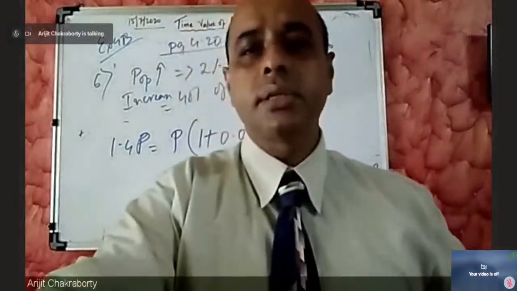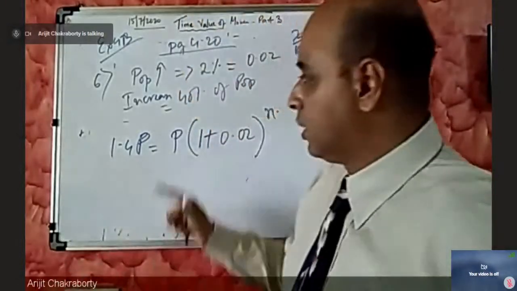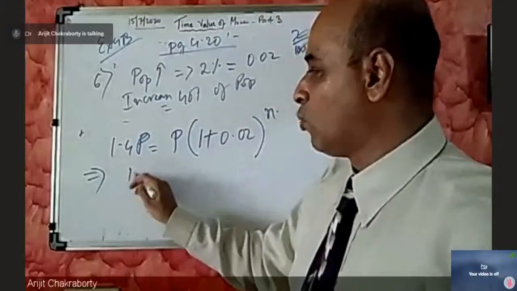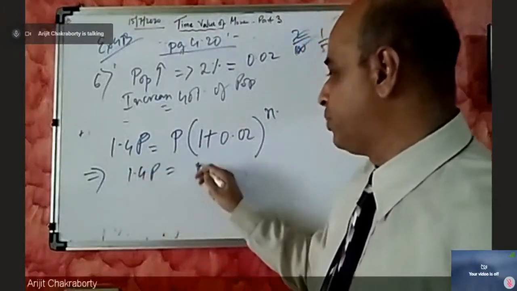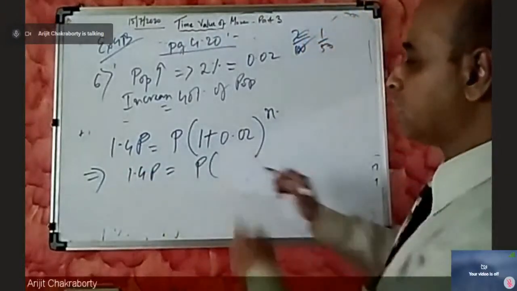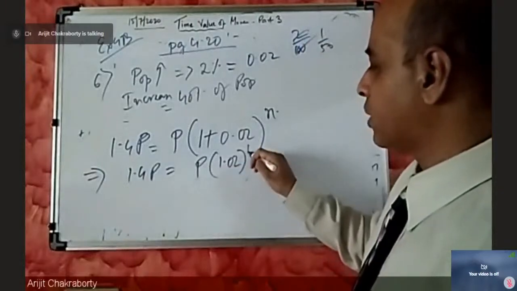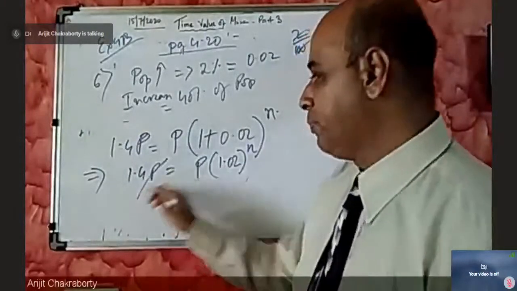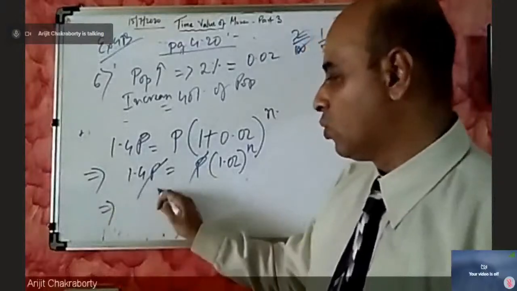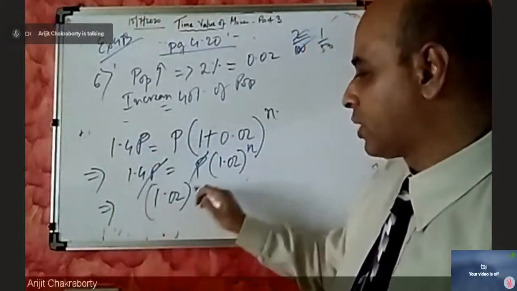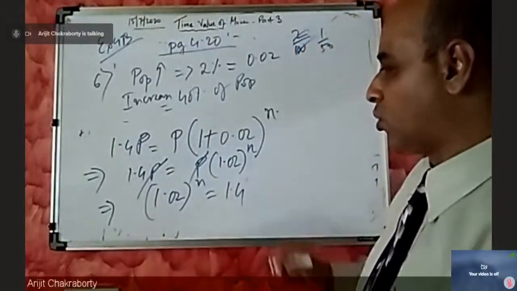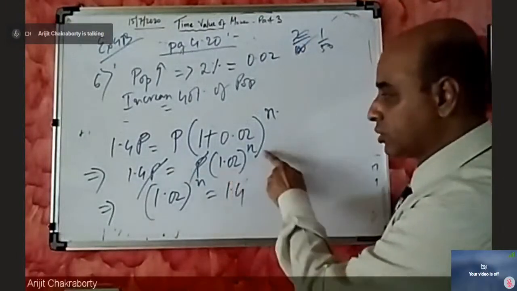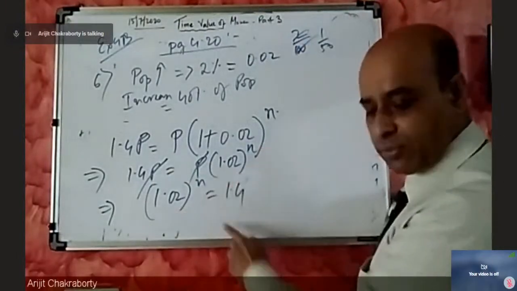If you see this problem now, if you just simplify it, 1.4p is equal to p into 1.02 to the power n. P cancels out, so you get 1.02 to the power n is equal to 1.4.